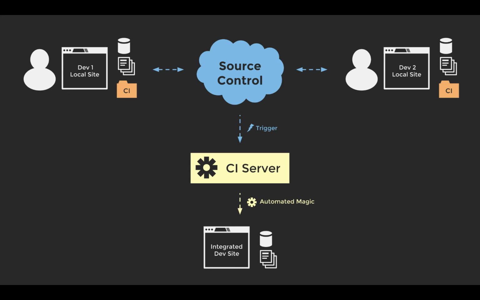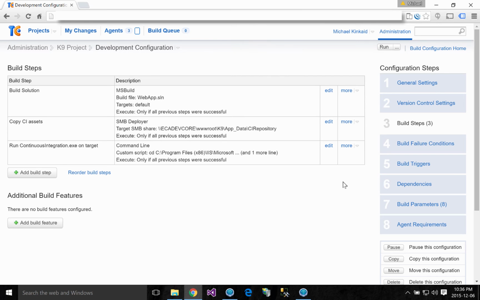So again, on our developer 1 local site, on that machine, we have a CI repository folder. Likewise, for developer 2, we have the CI repository folder. But because Web Deploy is going to be pushing all the files that it knows about from the csproj file, they're actually not going to end up here on the integrated development site. So we won't have that folder that we need. To get around this, we will have another build step, and it's the second one here, which is going to copy the CI assets.